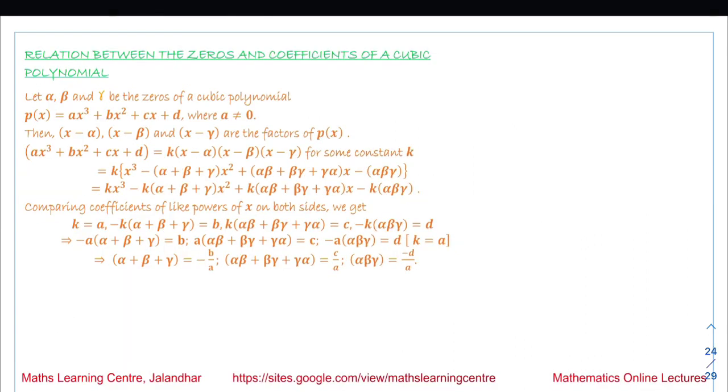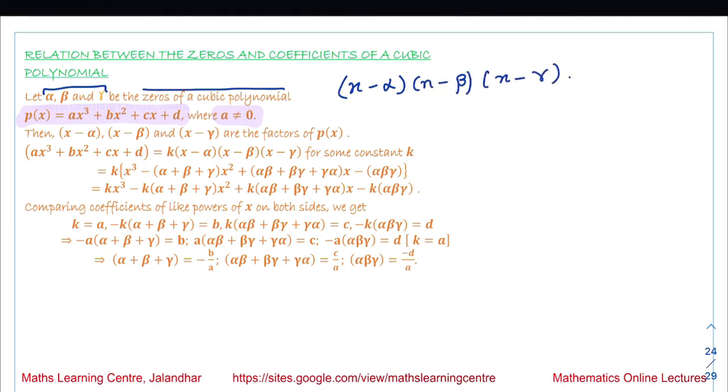Next is the relation between the zeros and coefficients of a cubic polynomial. Suppose we have a cubic polynomial p(x) equal to ax cube plus bx square plus cx plus d, where a is not equal to 0, which means it is a cubic polynomial. It is given that alpha, beta and gamma are the zeros of the cubic polynomial. So the factors of the cubic polynomial are x minus alpha, x minus beta, x minus gamma. These are the factors of the polynomial p(x).